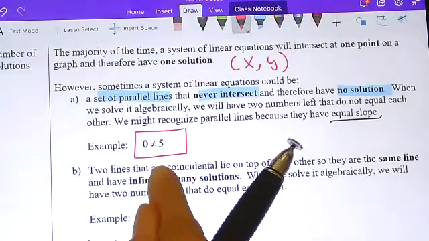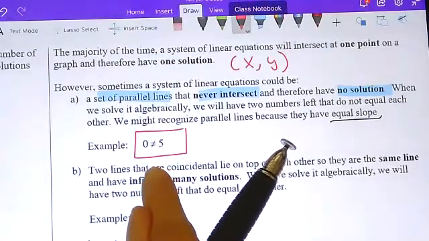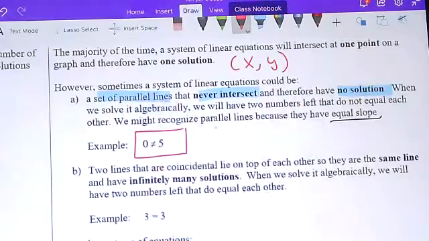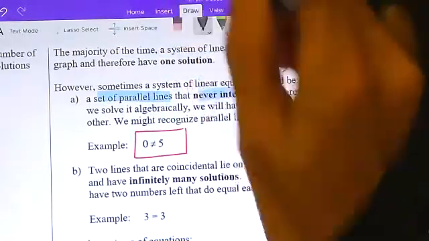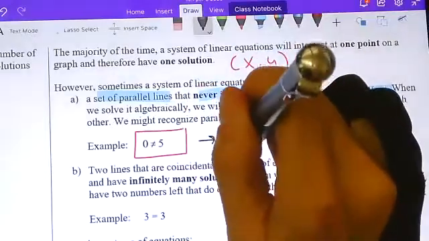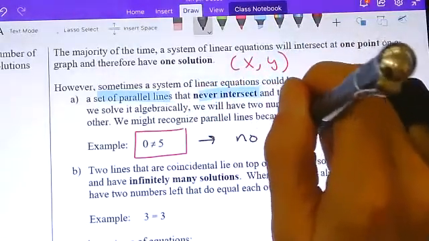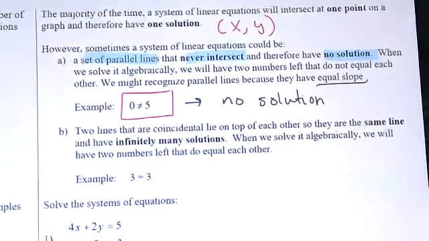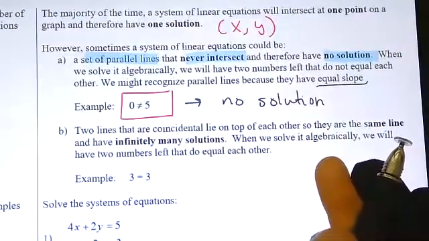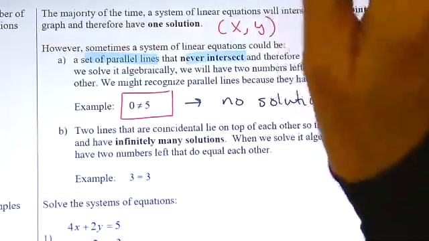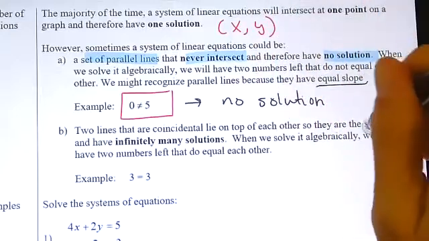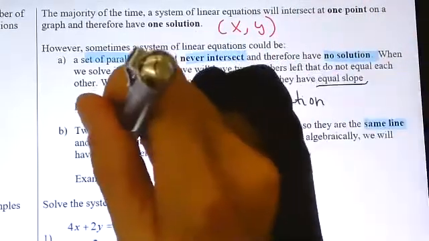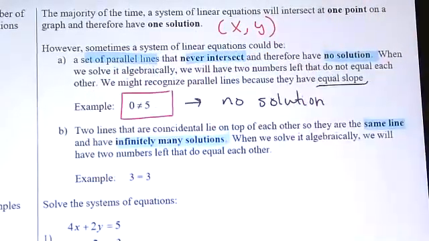When the two numbers that are left after the variables disappear are not equal, that tells you that there are parallel lines. There's no solution. So when this happens, you say no solution because the lines are parallel. However, if you solve and the variables eliminate, it could be that you have coincidental lines, meaning that they're really the same line, and there's infinitely many solutions.